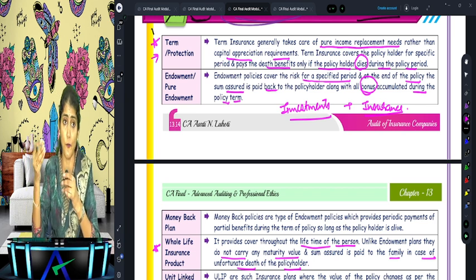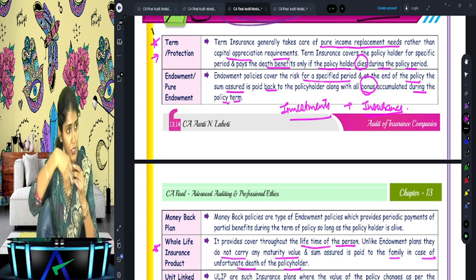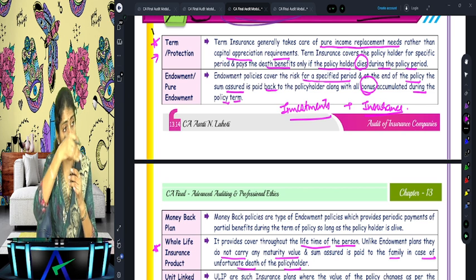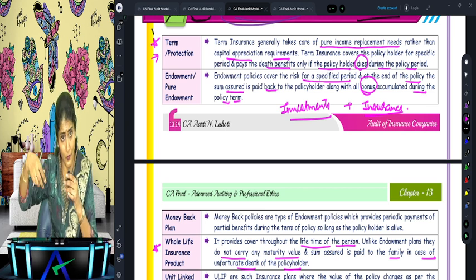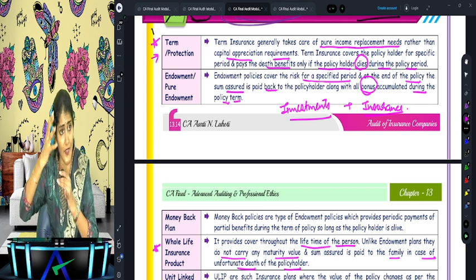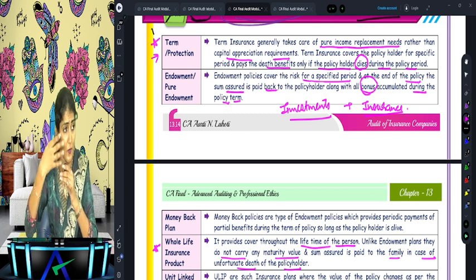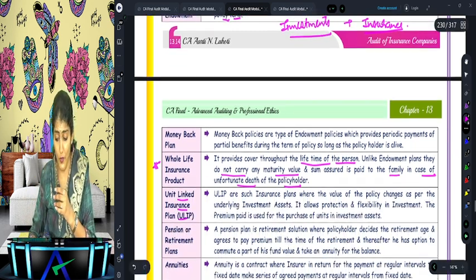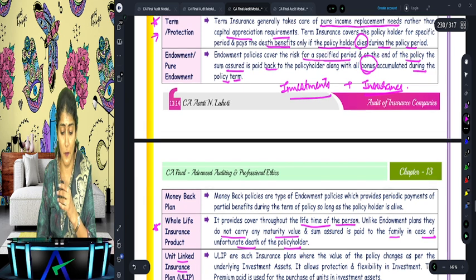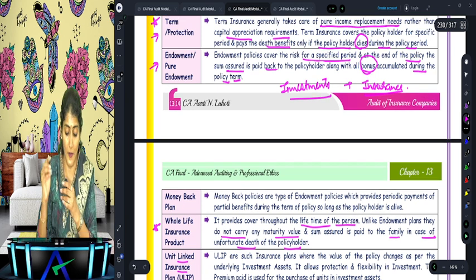So if any unfortunate death happens, the insurance company will pay the money. And if you don't die during that period of the policy, at the end of it, will you get the entire sum? Yes. And along with it, what does it say? Some accumulated bonus also? Yes. So that is investment plus insurance. That is the endowment policies.